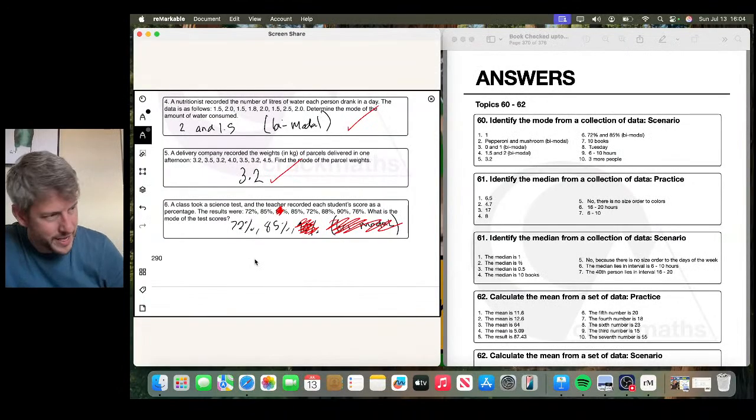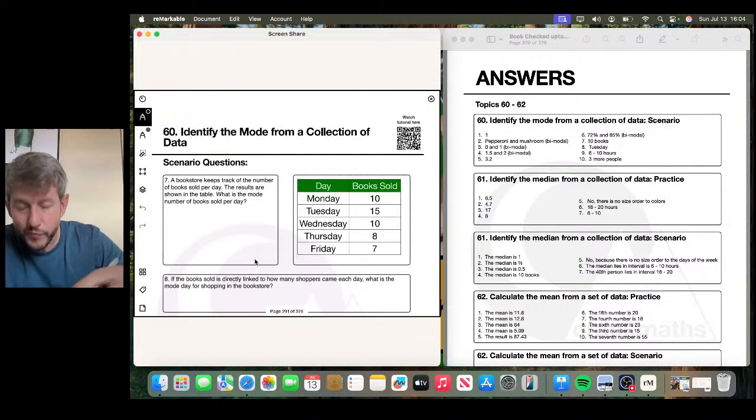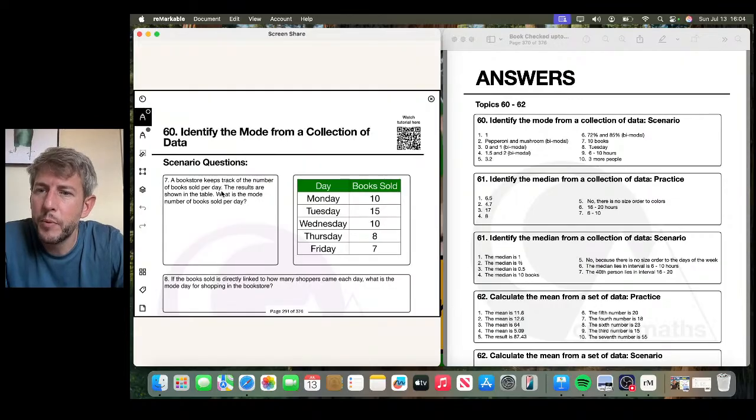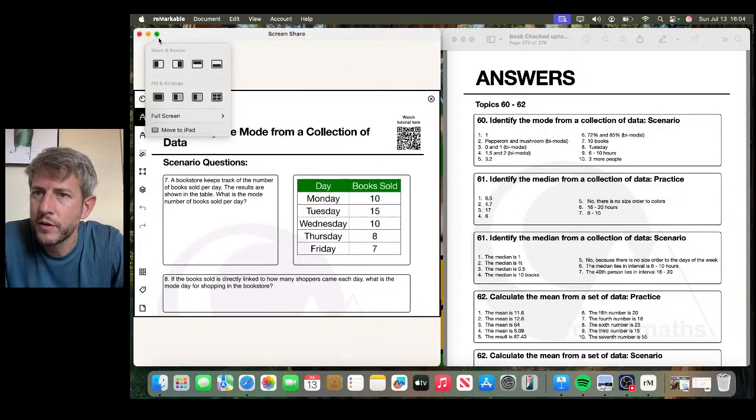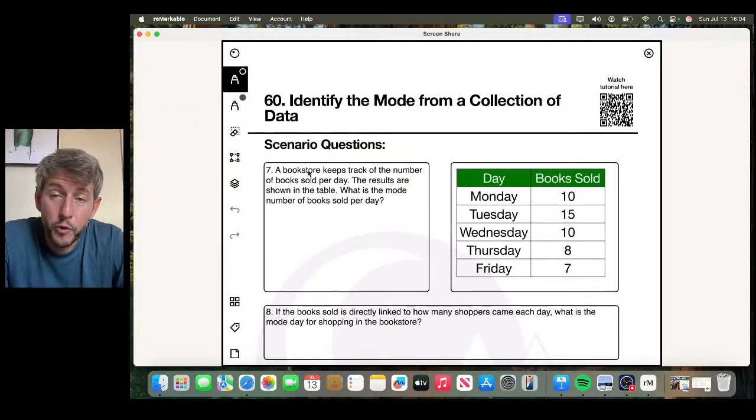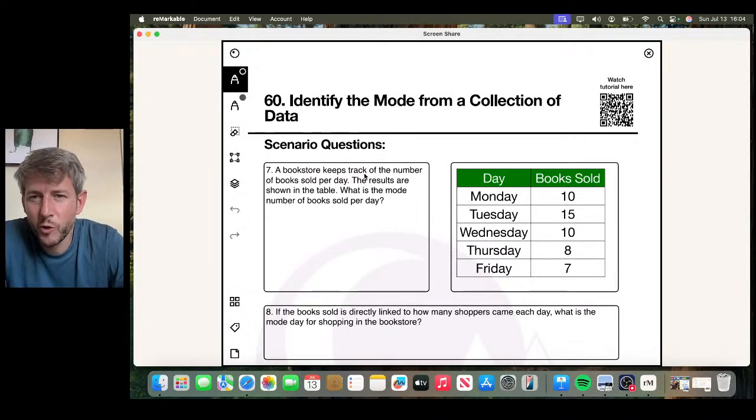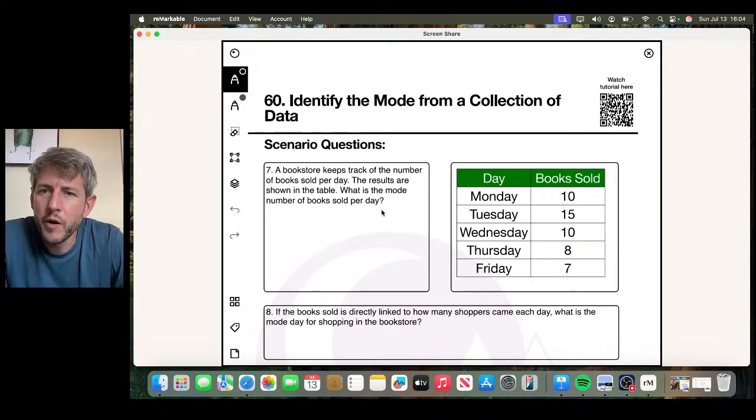Okay, right. Next round of questions. We've got question 7. It says a bookstore keeps track of the number of books sold per day. Let me make this large. The results are shown in the table. What is the mode number of books sold per day?